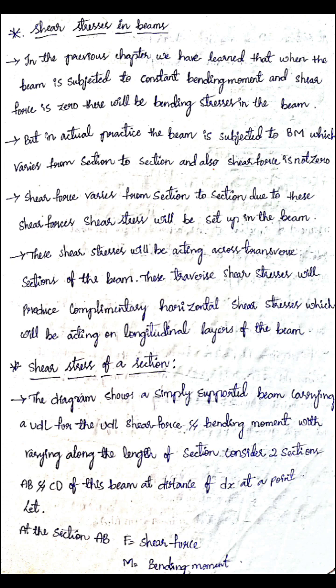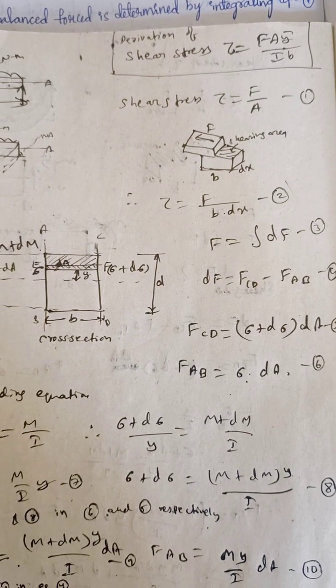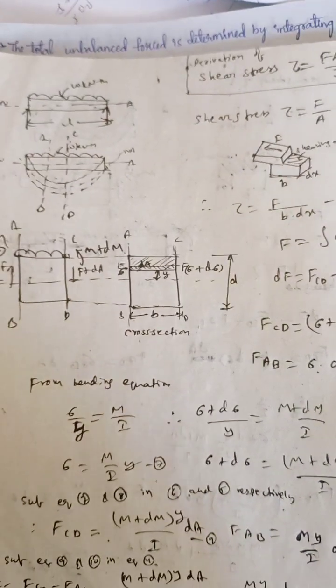But in actual practice, the beam is subjected to bending moment which varies from section to section, and also shear force is not 0. Therefore, as shear force varies from section to section, shear stresses will be set up in the beam. These shear stresses act across the transverse section of the beam. These transverse shear stresses produce complementary horizontal shear stress which acts on longitudinal layers of the beam. The formula for shear stress is tau equal to F A y bar divided by I into B.